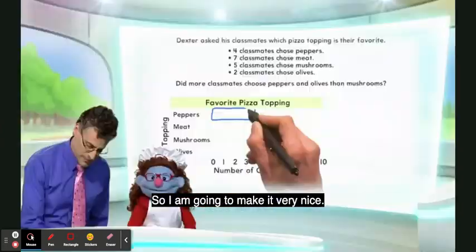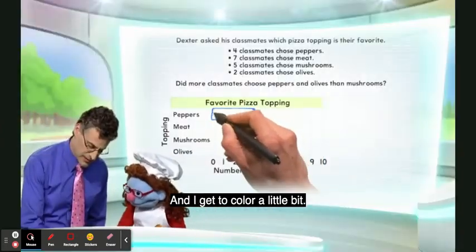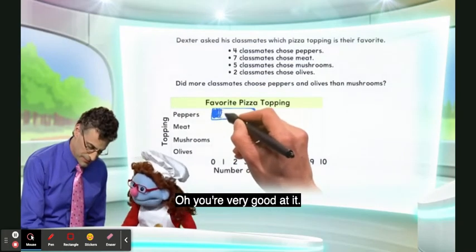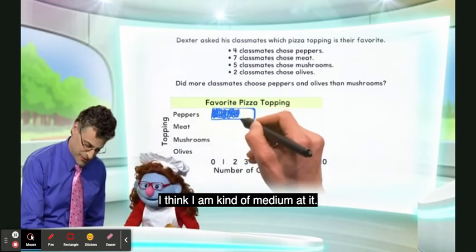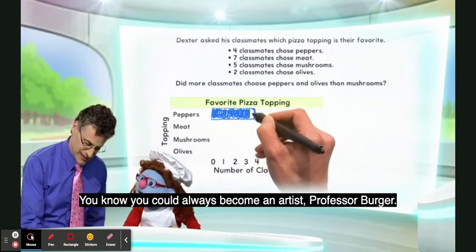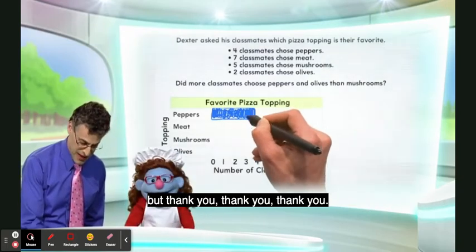I see. So I'm going to make it very nice. And now you get to color a little bit. It's always fun to color. I'm going to do the best I can. Well, you're very good at it. I think I'm kind of medium at it. You know, you could always become an artist, Professor Burger. I think I should stay a mathematician, but thank you, thank you, thank you.